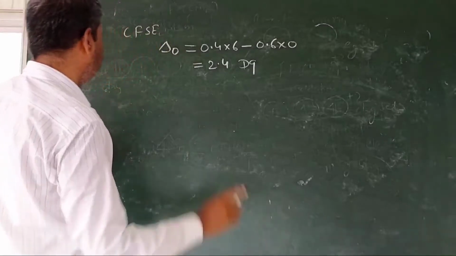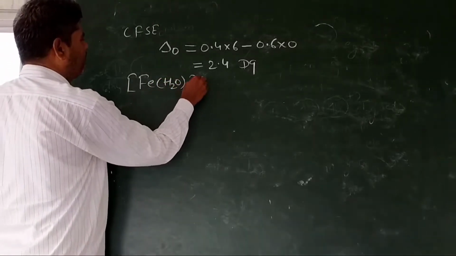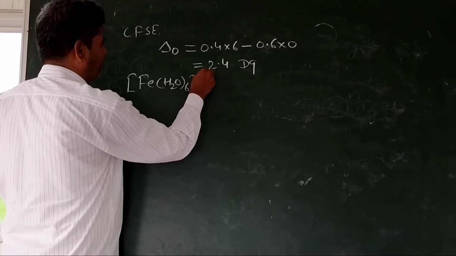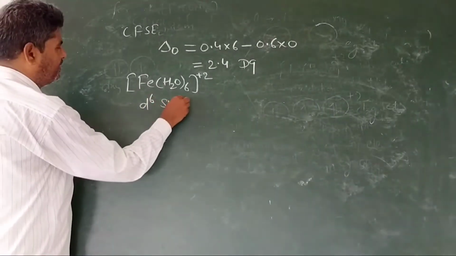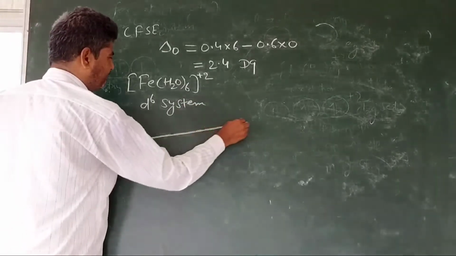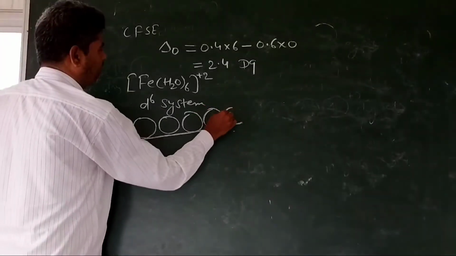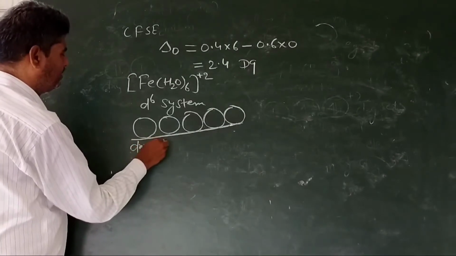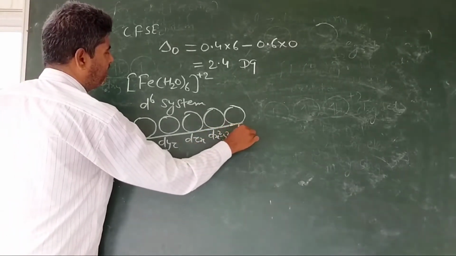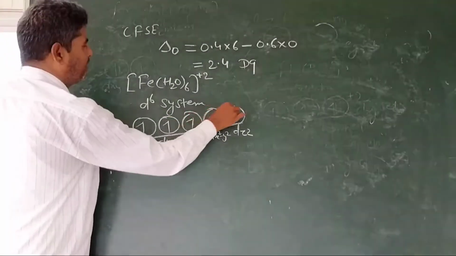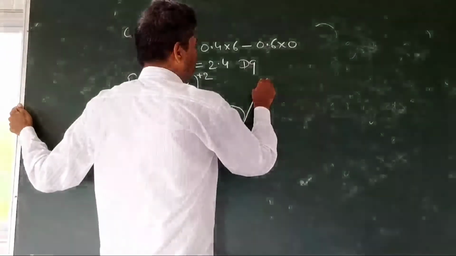Now for the second compound, Fe(H2O)6 2+, a d6 system. dxy, dyz, dzx, dx square minus y square, dz square: 6 electrons are distributed by Hund's rule. This is the set before splitting. After splitting, 2 sets of energy will be obtained.